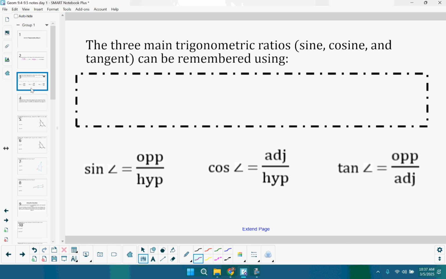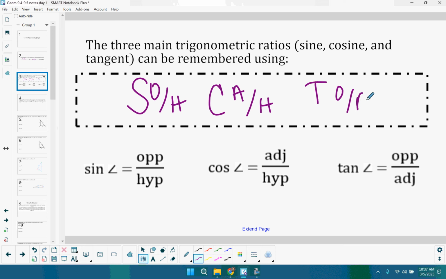The three main trigonometric ratios, which are sine, cosine, and tangent, can be remembered using SOHCAHTOA. So SOHCAHTOA is listing those three main ratios, sine, cosine, and tangent, and which sides we would be using. So O and H stand for opposite side and hypotenuse. A and H stand for adjacent side and hypotenuse. O and A stand for opposite side and adjacent side.